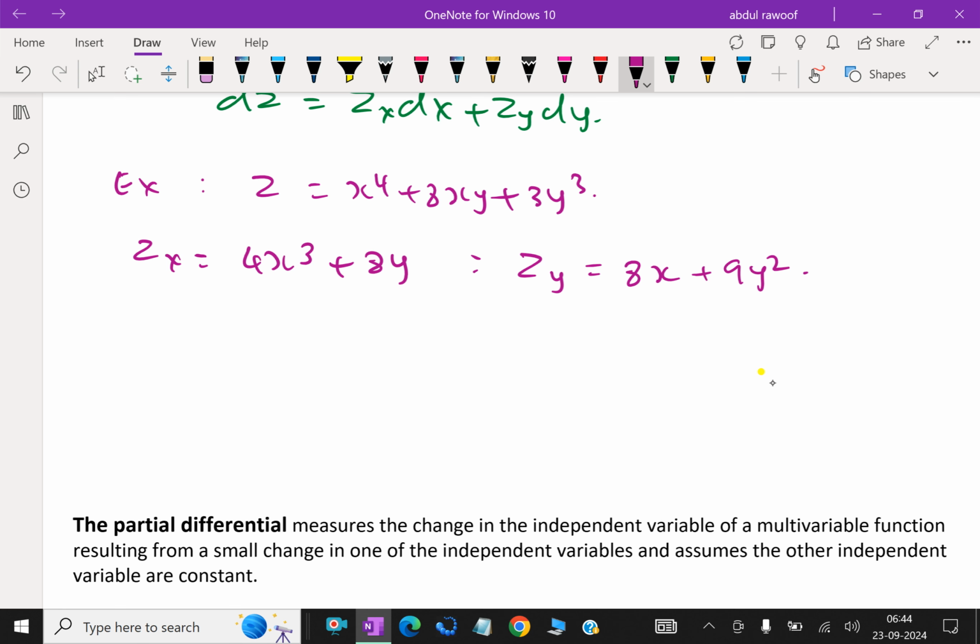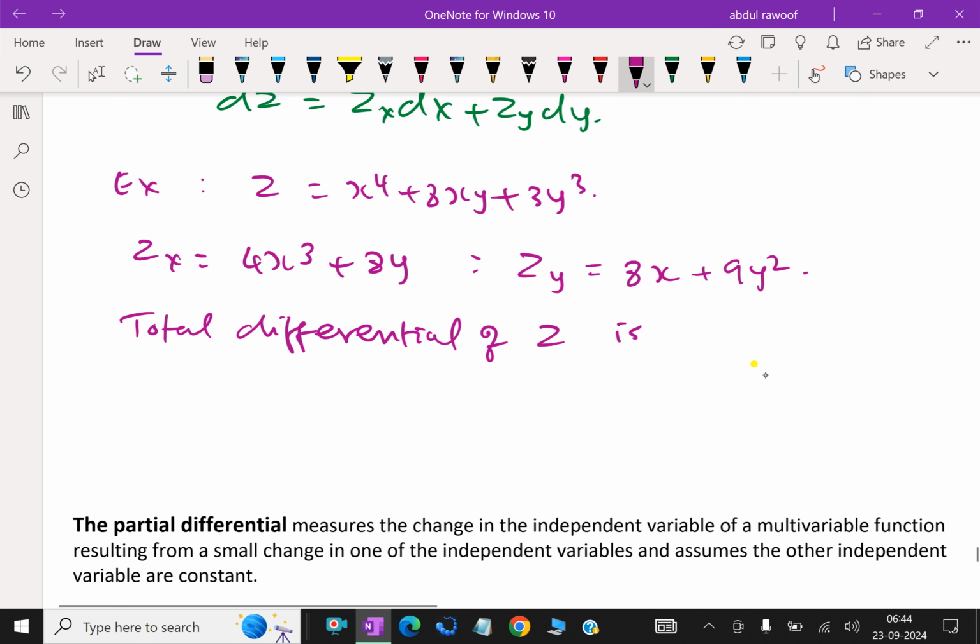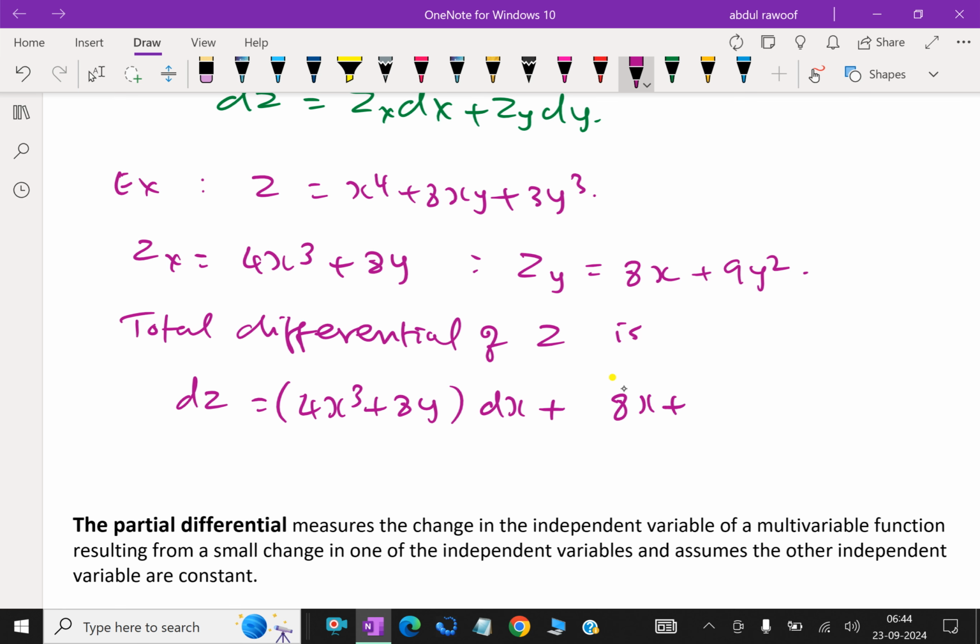Now the total differential of z is dz equals zx, which is 4x cube plus 8y, with dx, plus 8x plus 9y squared, dy. This is the total differential of z.